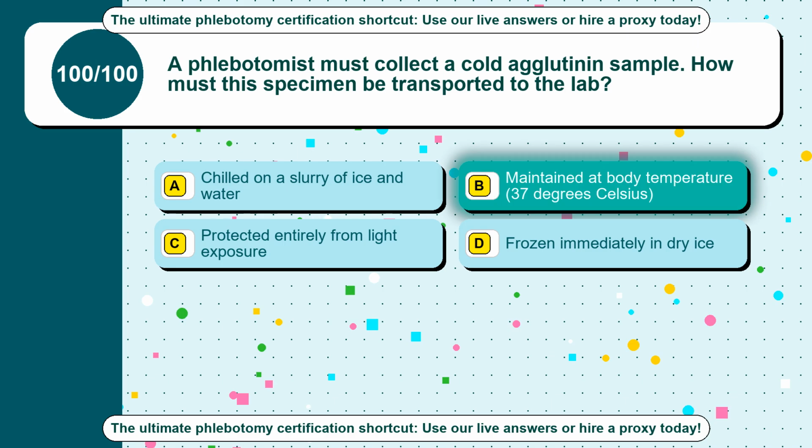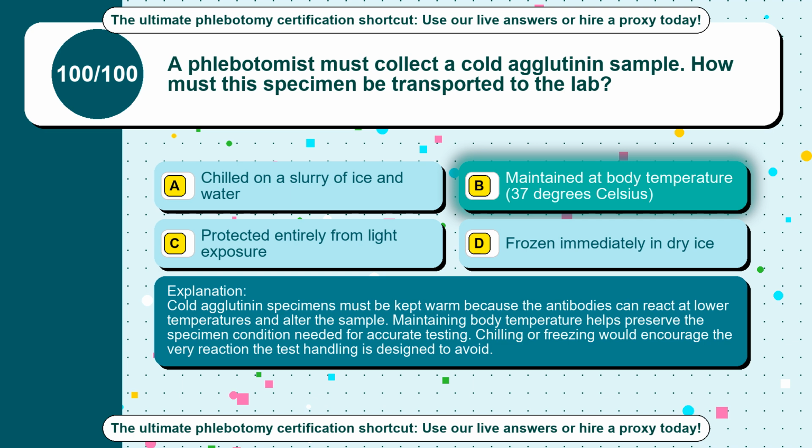Maintained at body temperature, 37 degrees Celsius. Cold agglutinin specimens must be kept warm because the antibodies can react at lower temperatures and alter the sample. Maintaining body temperature helps preserve the specimen condition needed for accurate testing. Chilling or freezing would encourage the very reaction the test handling is designed to avoid.